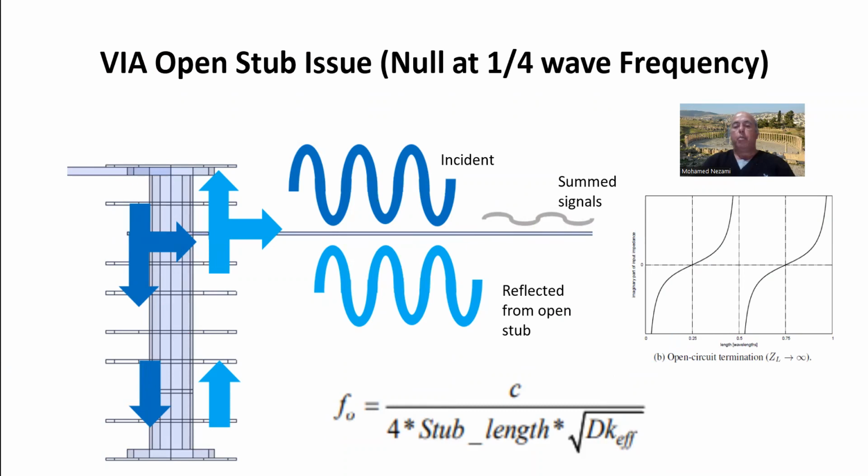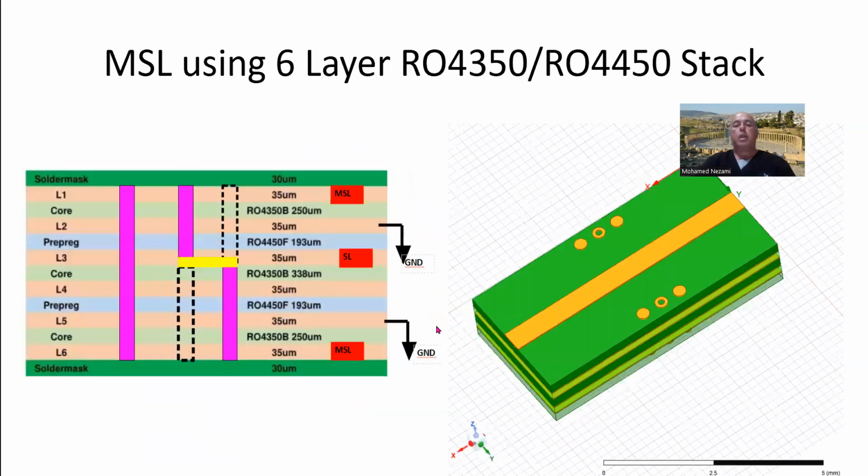So that's determined by this equation in here: the speed of light divided by 4 times the stub length times the square root of the effective dielectric constant of the substrate, okay? And we will see that in a minute. That can really happen, okay?